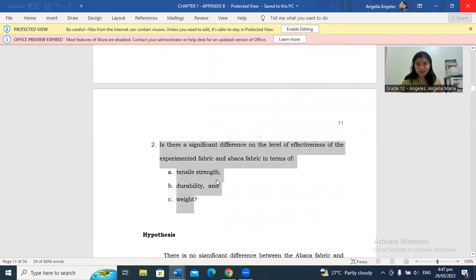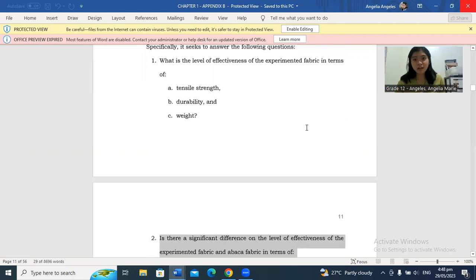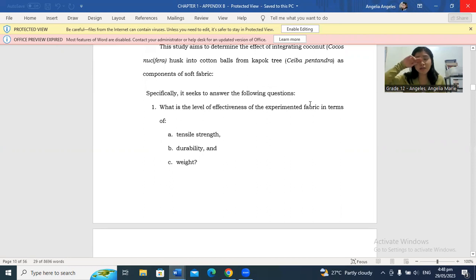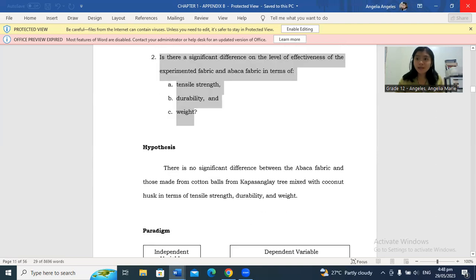Is there a significant difference on the level of effectiveness of the experimented fabric and the Abaca fabric in terms of tensile strength resistance? Dito sa SOP number 2 is kasama na yung Abaca fabric. Did you notice? Okay. Kasi dito wala pa siyang Abaca fabric. So, dito sa number 2, pinagko-compare na natin yung best formulation for each category of the experimented fabric and the Abaca fabric. Okay? So, we'll see.